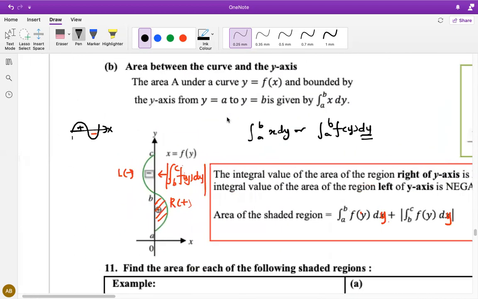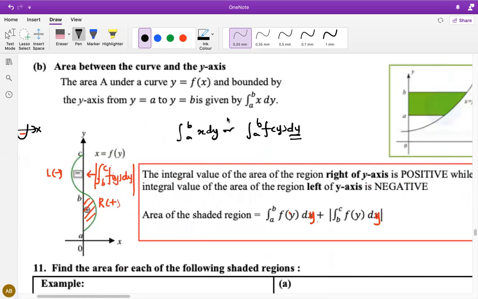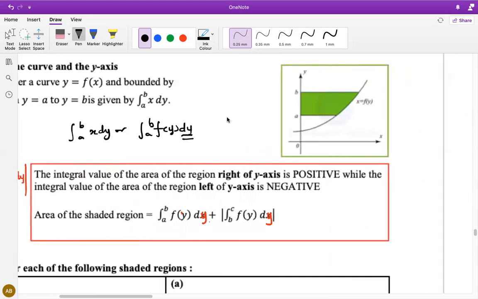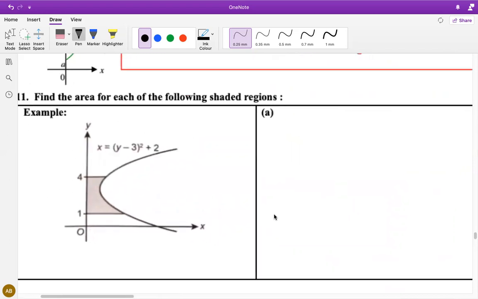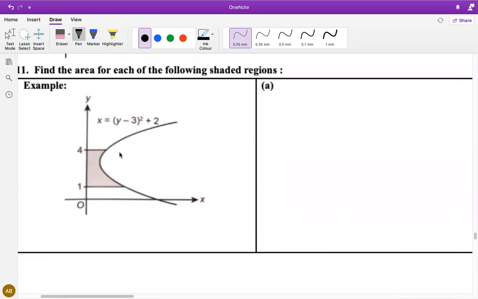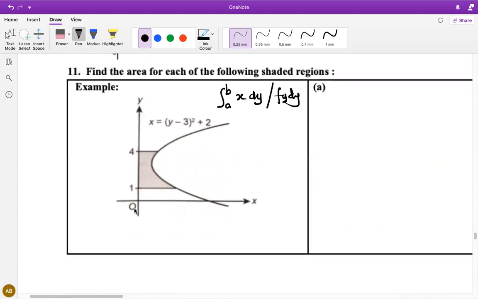Now we go to find the area between the curve and the y-axis, meaning the area bounded by the curve and the y-axis. So remember, this is F(y) dy. So how to solve? Okay. So remember, if the area is bounded by the curve and the y-axis, so you get the integral from a to b of x dy, right? Or F(y) dy. Okay. So first question.